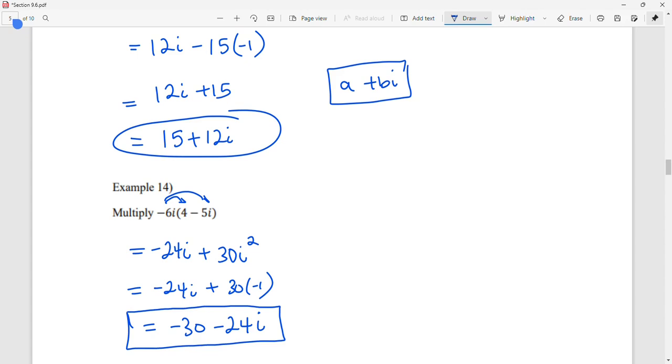And again, we want our answer in that a plus bi form. And so we just rewrite it in the correct order.